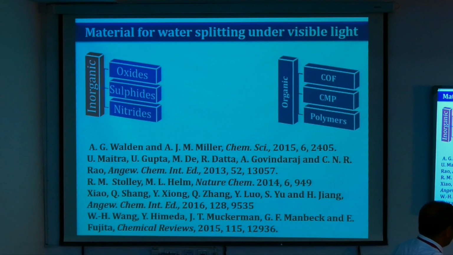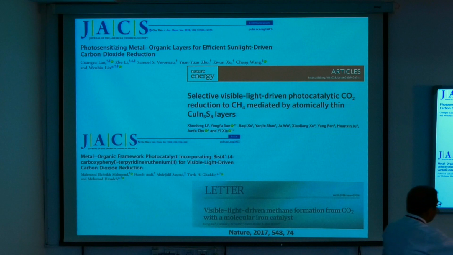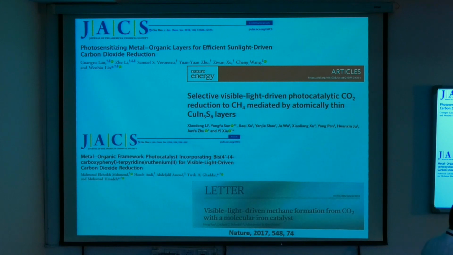They have different types of material. Each material has several advantages and disadvantages. There are hybrid materials, but soft processable materials are yet to be studied in such a field. There is very high impact journal research on how to convert CO2 to CH4, in Nature, Nature Energy, and different types of material appear.